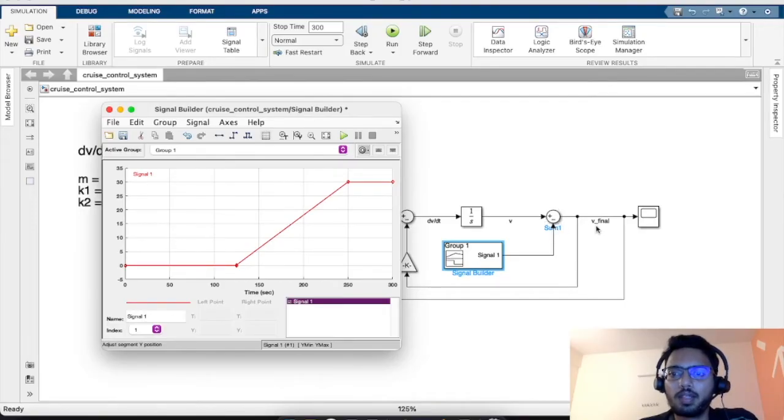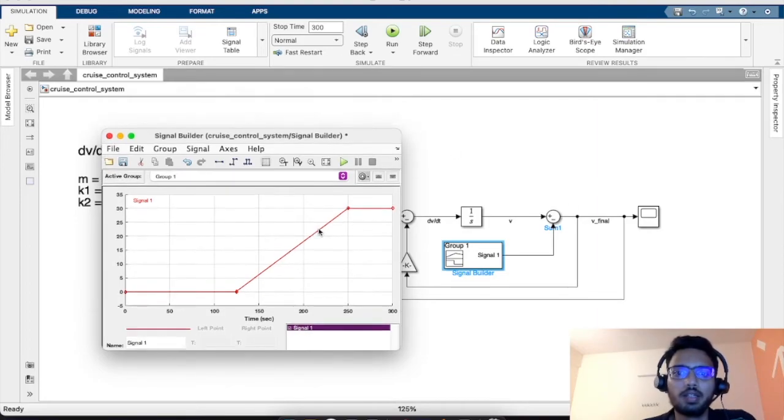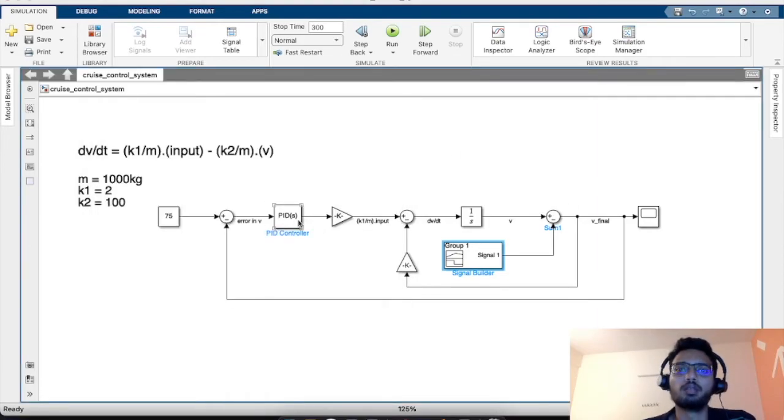So this V final will react accordingly, and we would expect the PID to manipulate the output signal, the signal which is going as input to this plant. It should manipulate that signal in such a way that the final speed at which the vehicle is running is more or less in close vicinity of this set speed.